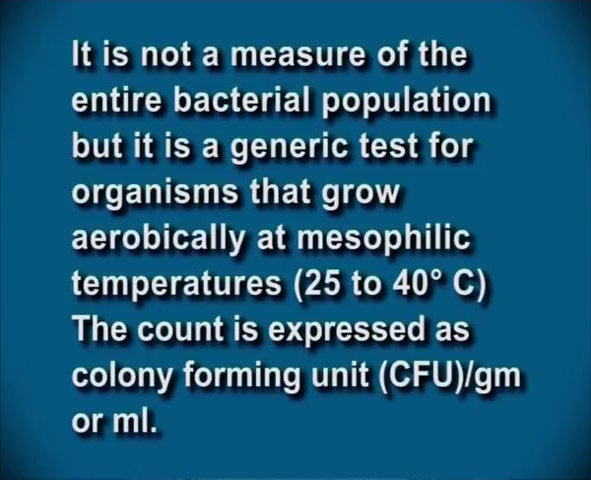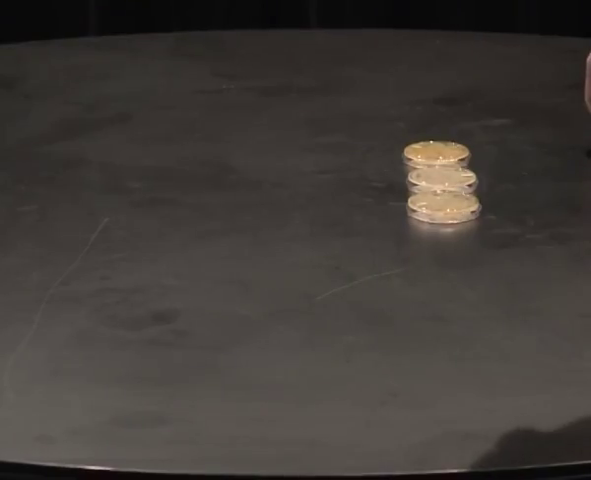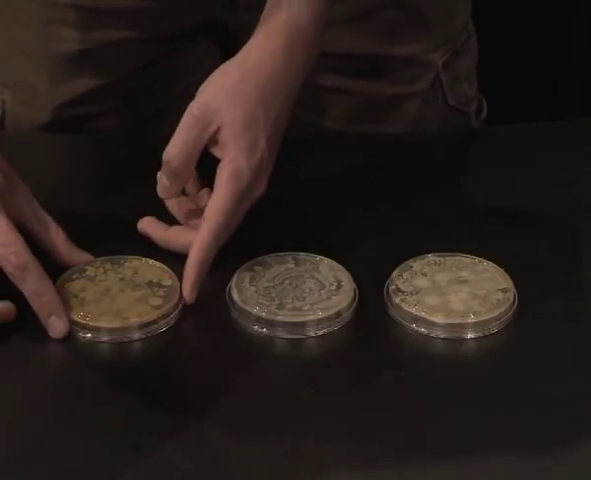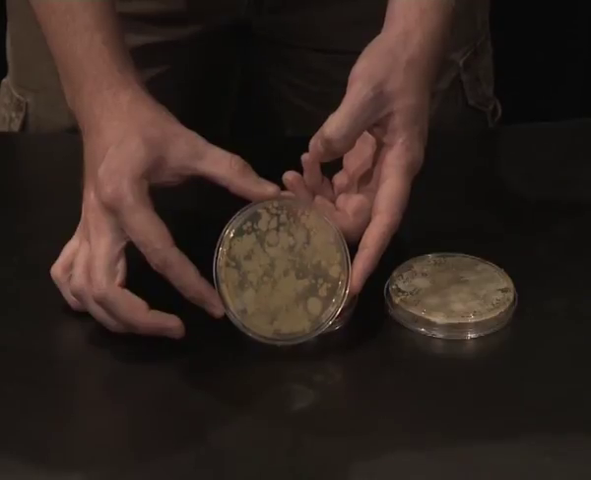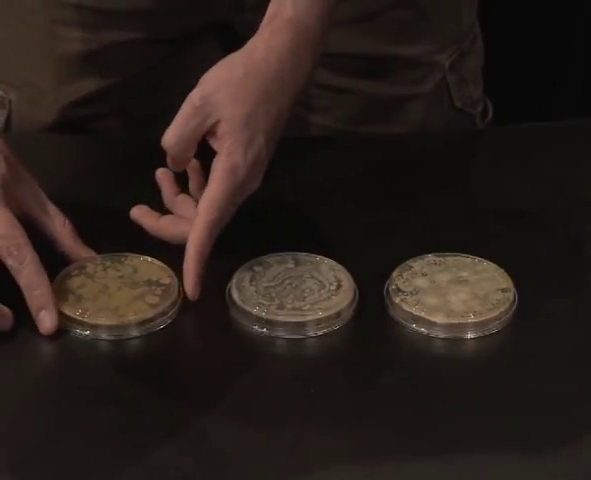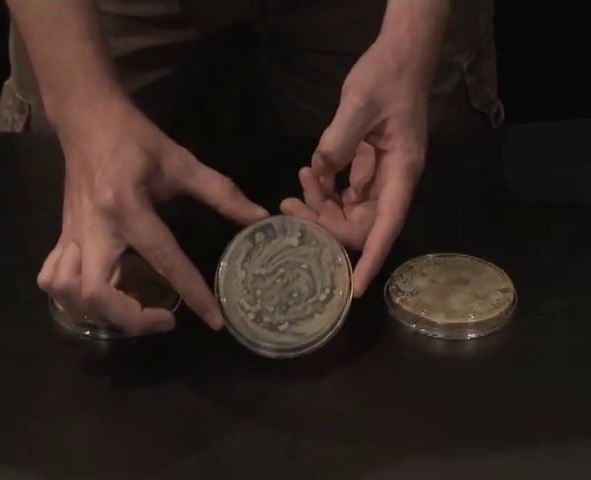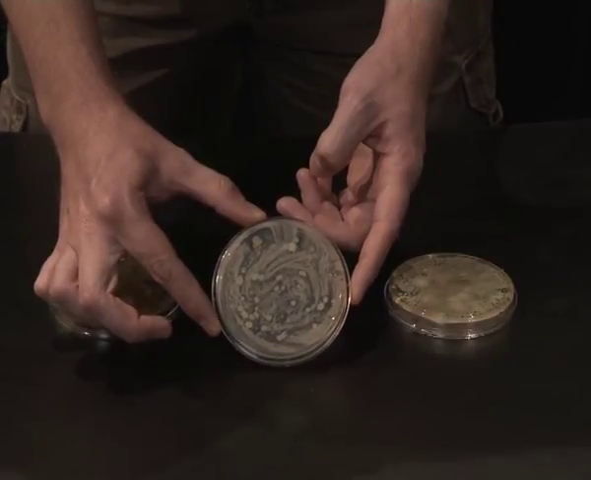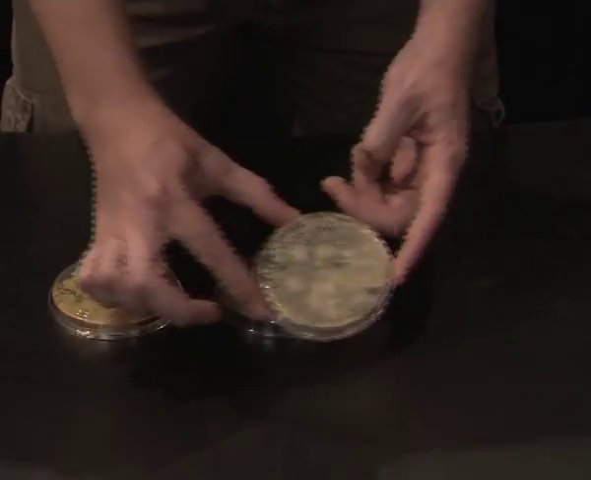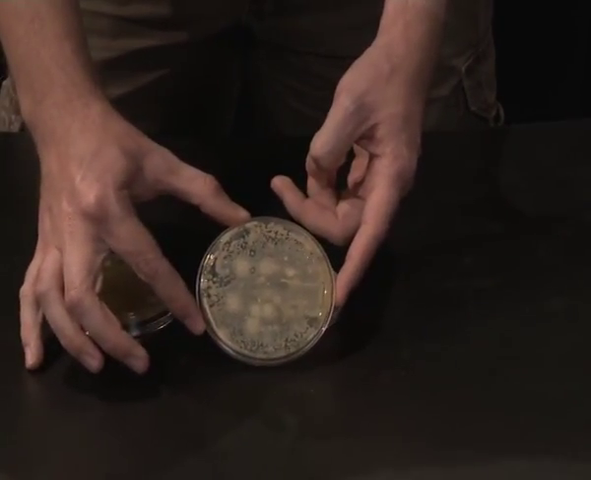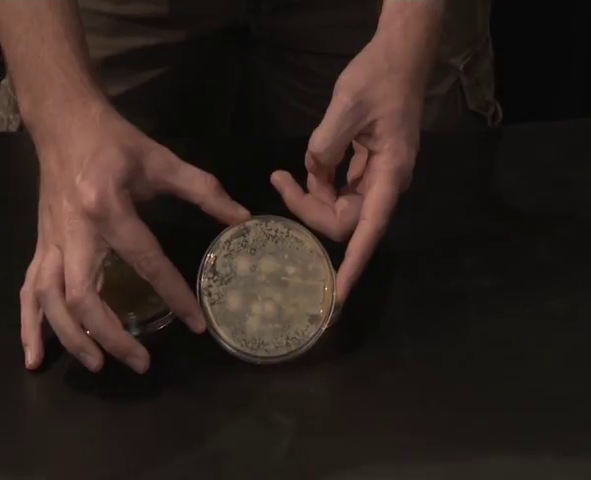The count is expressed as colony forming unit or CFU per gram or ml. APC does not differentiate the types of bacteria. APC can be used to gauge the sanitary quality, organoleptic acceptability, adherence to good manufacturing practice and, to a lesser extent, as an indicator of safety. APC may also provide information regarding shelf life or impending organoleptic change in a food.